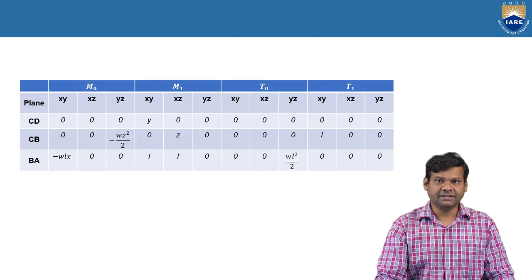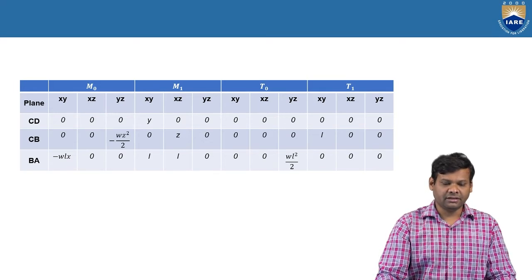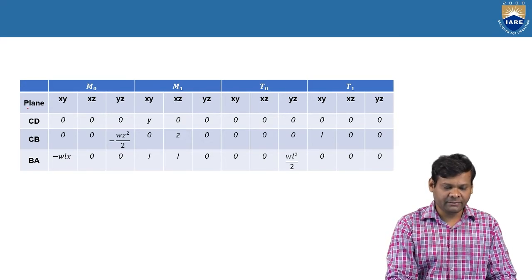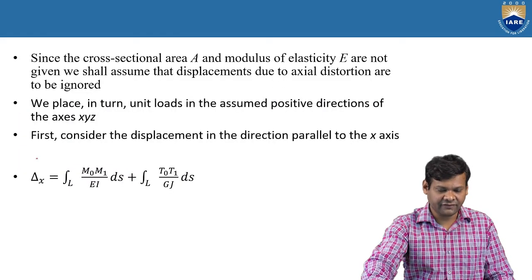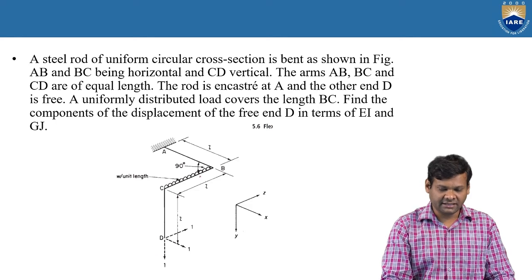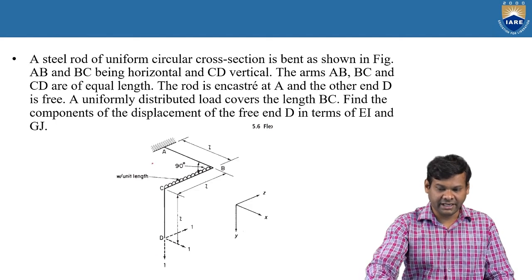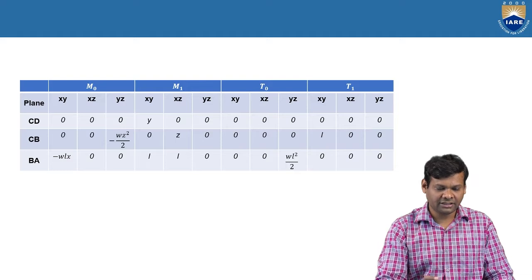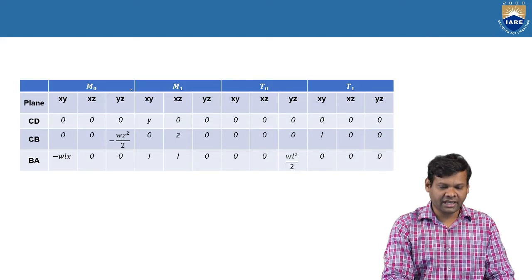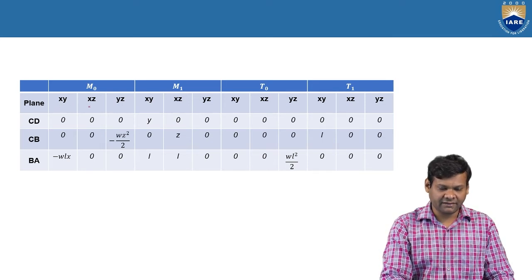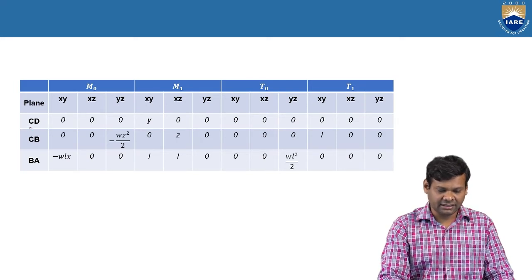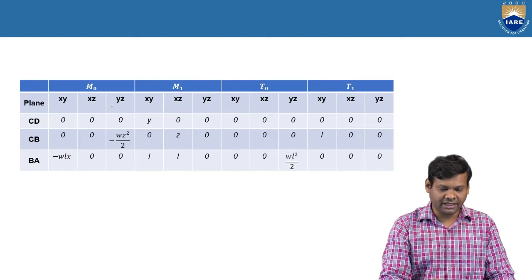And what we do is make a table, and we make a plane CD, CB, and BA. You can identify what is CD, CB, and BA. Moreover, we have a table of M0, M1, T0, and T1, in the planes XY, XZ, YZ, and so on. And let us consider CD because of load M0.